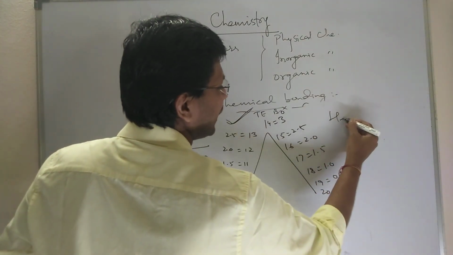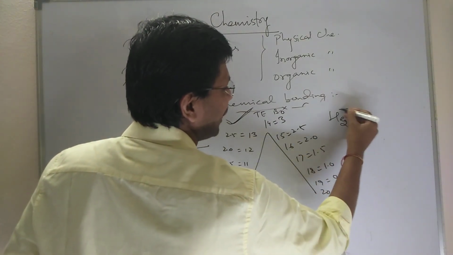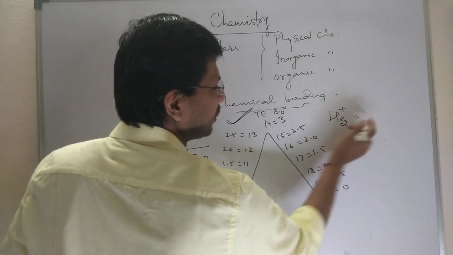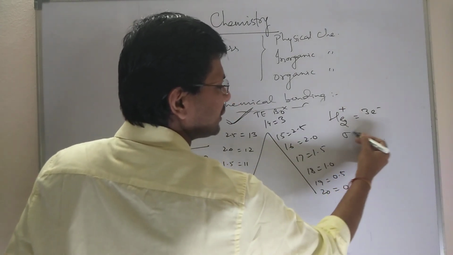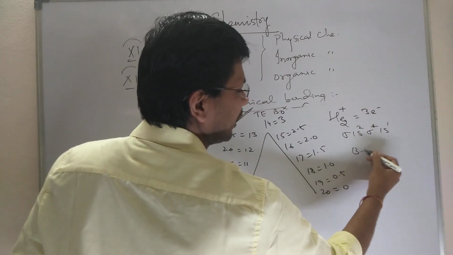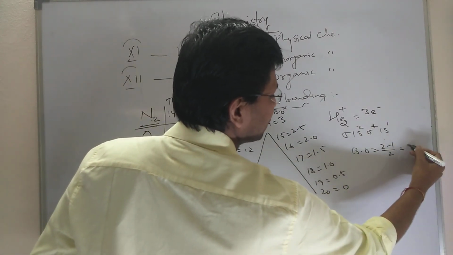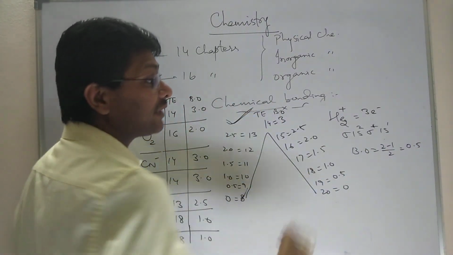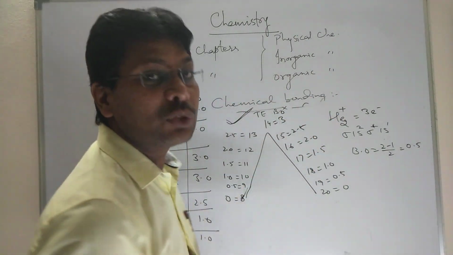Suppose you are asked about He2 plus, how many electrons does it have? 3 electrons. So 3 electrons means sigma 1s2, sigma star 1s1. That means the bond order is (2 minus 1) by 2, that is 0.5. That means it has a partial bond, so the species He2 plus exists.